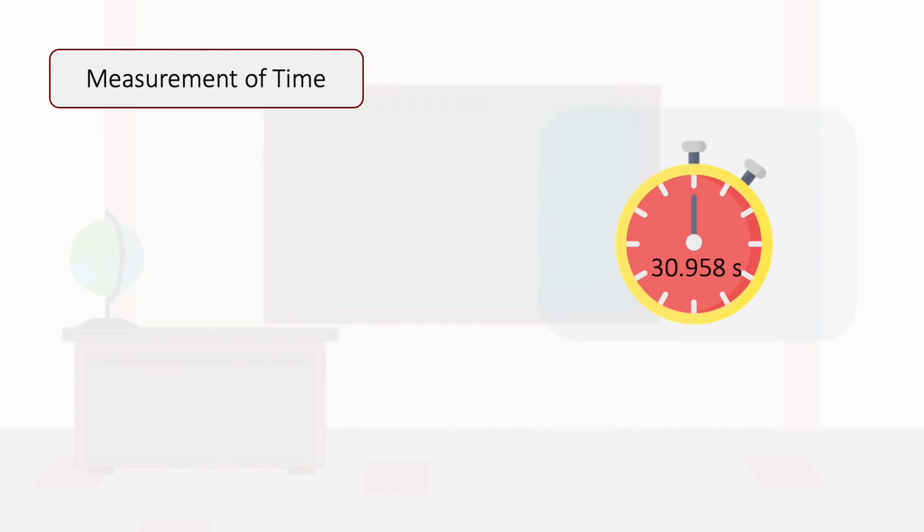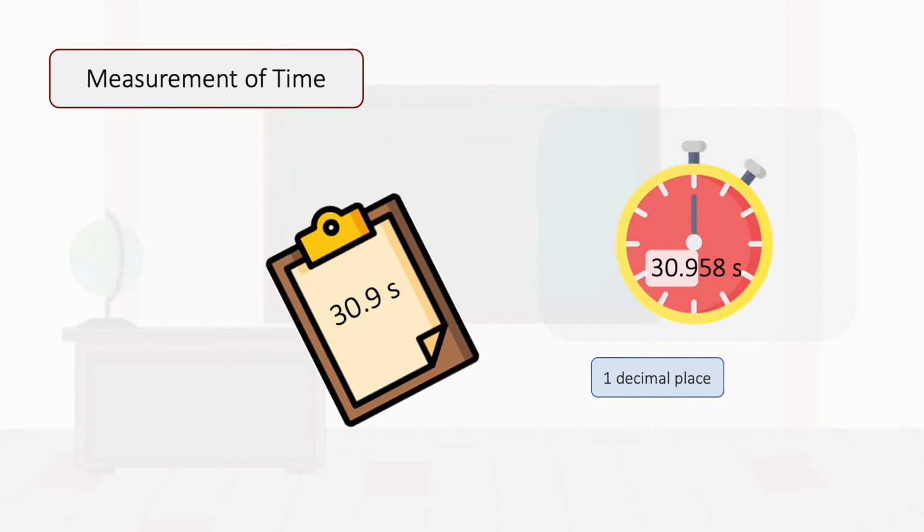We have learned how to measure length. So now let's learn how to measure time. We typically use a stopwatch, and a typical stopwatch might have a precision of up to 3 decimal places of a second. But we will only take readings to the nearest 1 decimal place, which for this case is 30.9 seconds. This is to account for the random error introduced due to human reaction time.